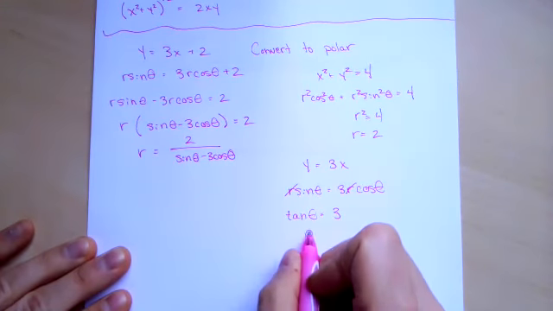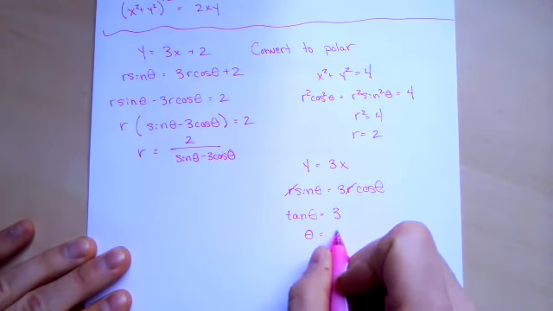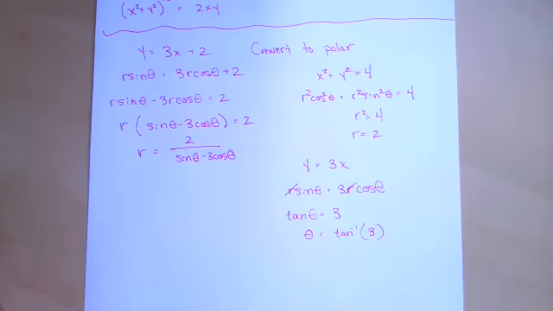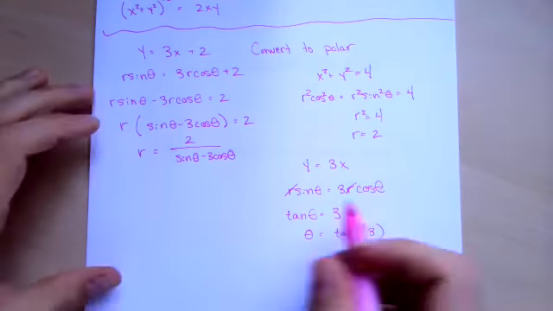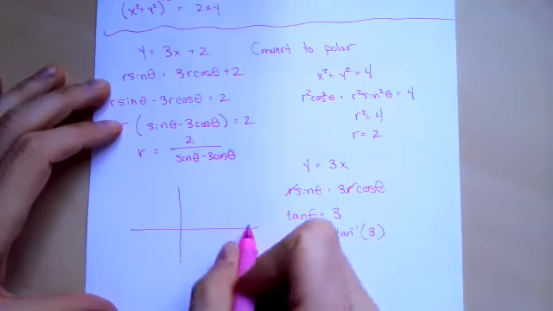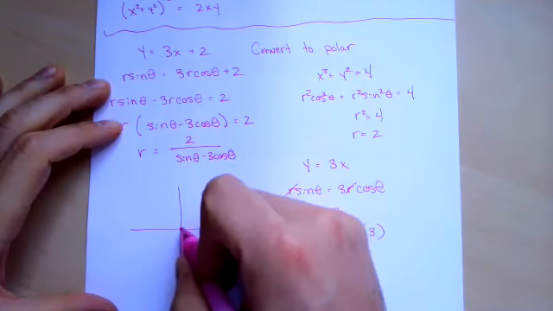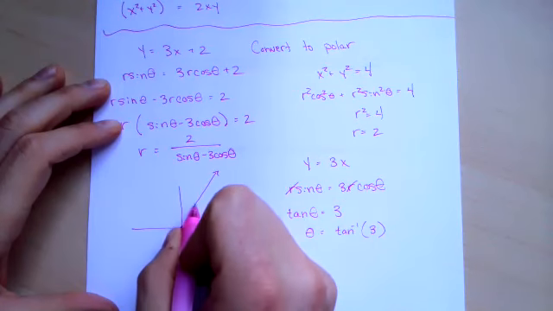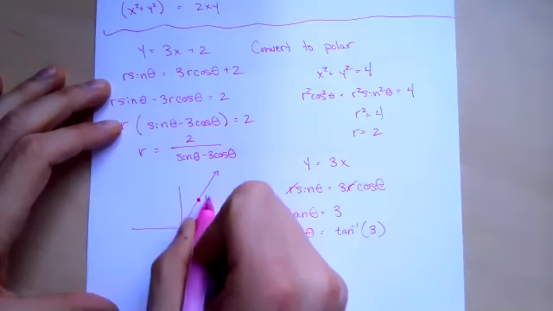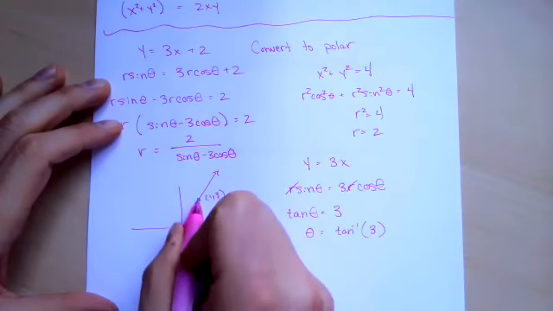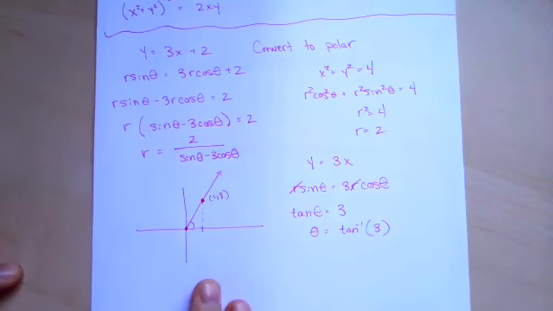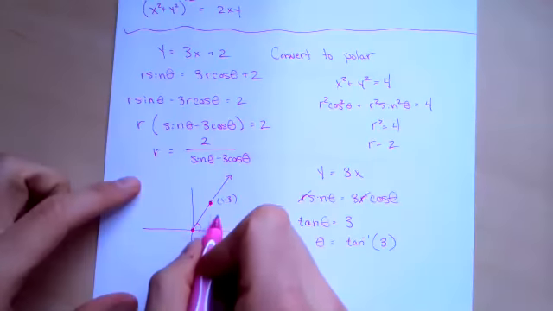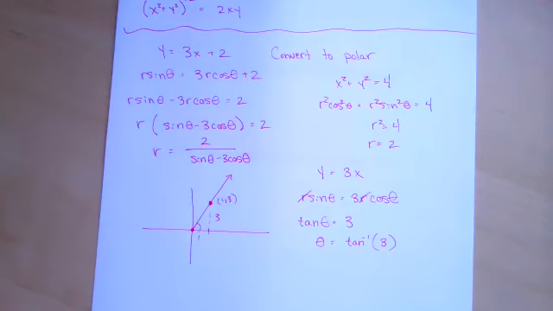Or in other words, theta is equal to arctan of 3, which would give us that angle. If we're going through the origin, we're rising 3 for every 1. And of course, typically how we would solve for that angle is arctan of 3.